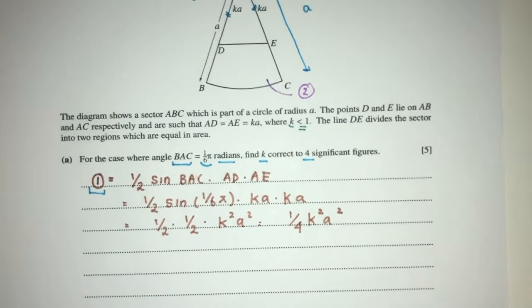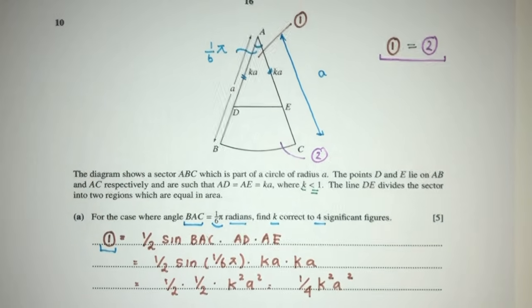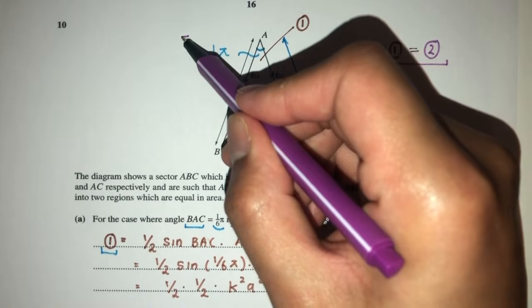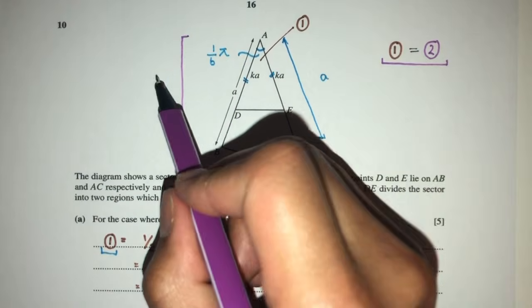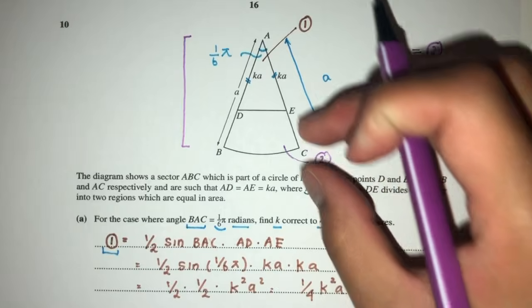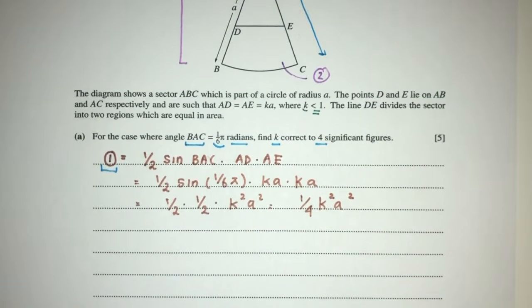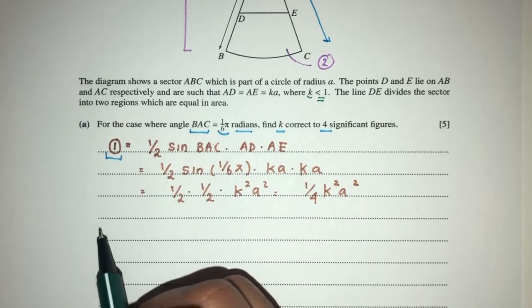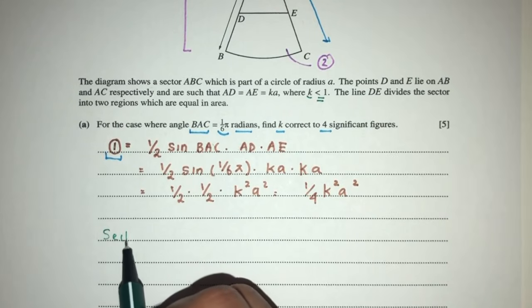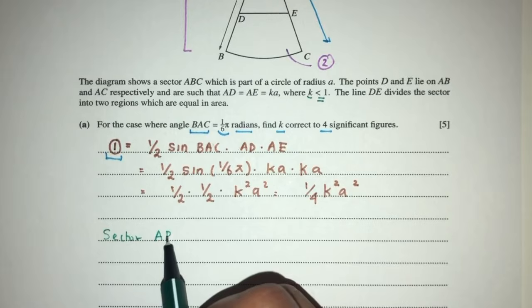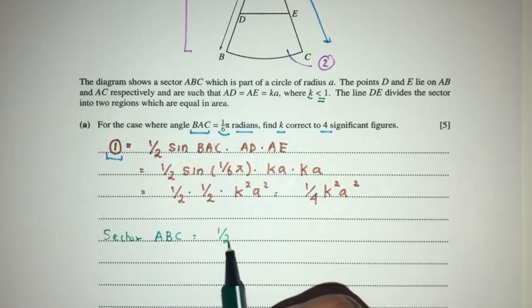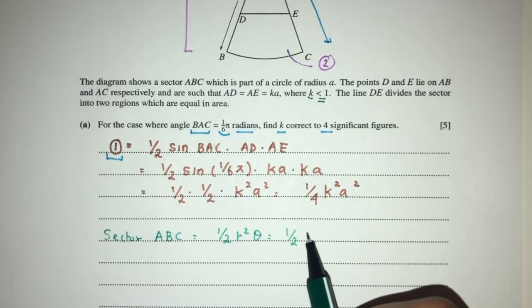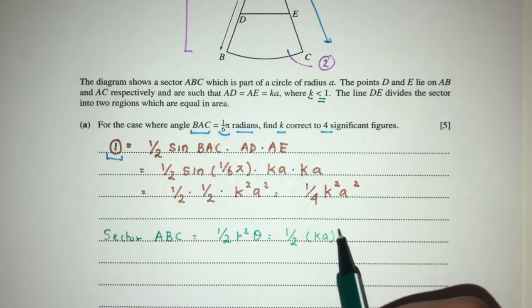Now we have to find the area of number 2. So how would you find area of number 2? By observation, we first find the area of the whole thing and minus the area of number 1 to get the area of number 2. So let's do that. The whole thing is the sector ABC. That will be half radius square times the angle. Radius is given to you by KA.